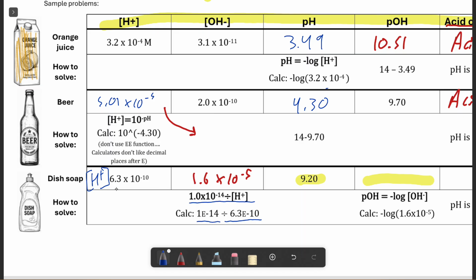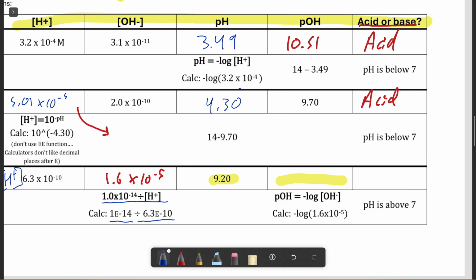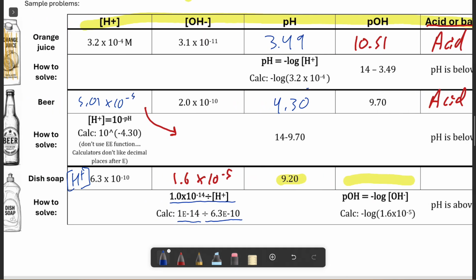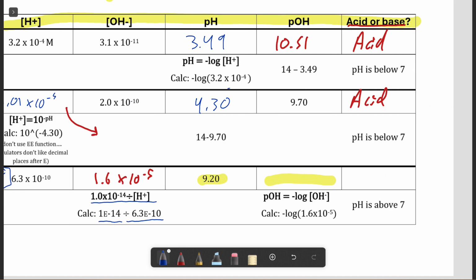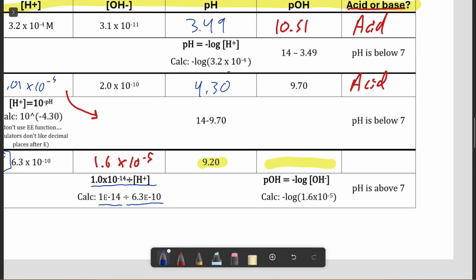I'll just do a quick check. This is a very small number. That's a very large number. 1.6 times 10 to the negative 5 is closer to 0 than this one is. So this is a larger value. Okay, so pOH is simply the negative log of hydroxide concentration.